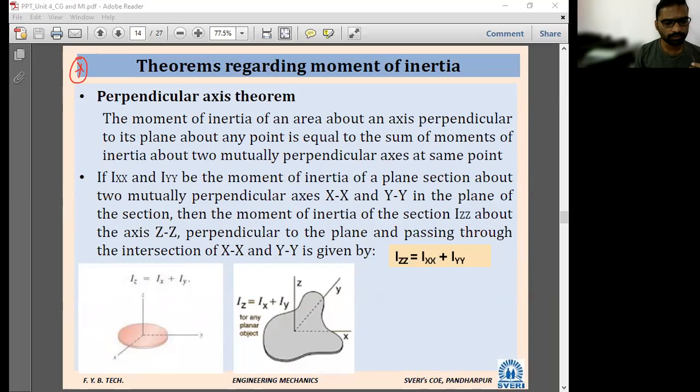See, only 36 people are present. It is a loss for them only.